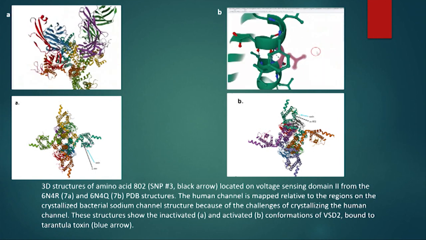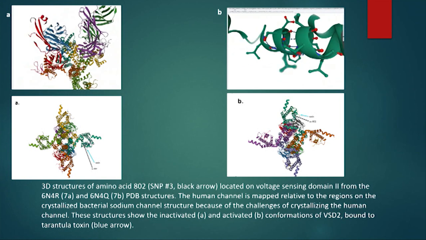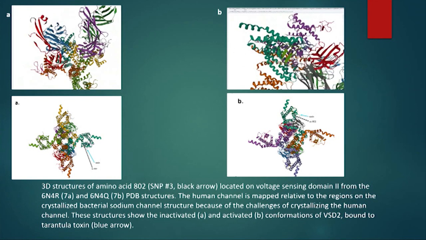So this is a structure that shows amino acid 802, or SNP number 3 that I showed previously. These two are the same, and these two are the same. This one shows the inactivated channel, and this one shows the activated channel. As you can see, these structures are mapped to a Peruvian green tarantula toxin, protoxin 2, it's also called. You can see the straggly lines around. That's the tarantula toxin that this structure has been mapped to, showing us these beautiful structures.